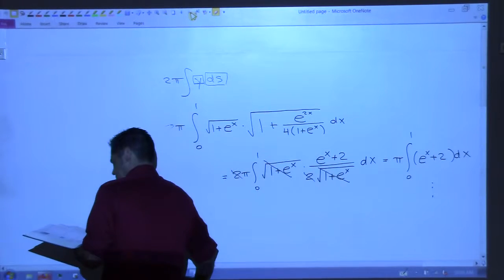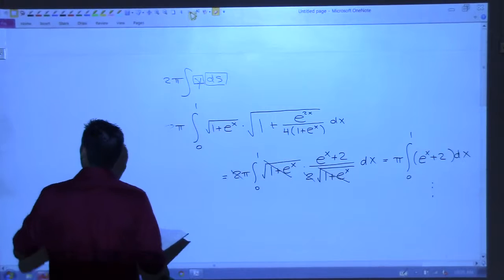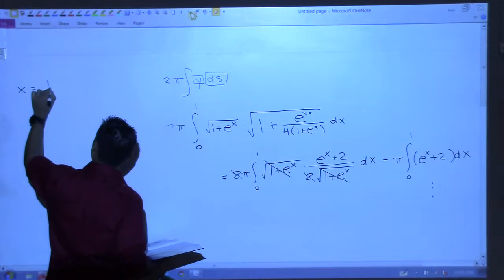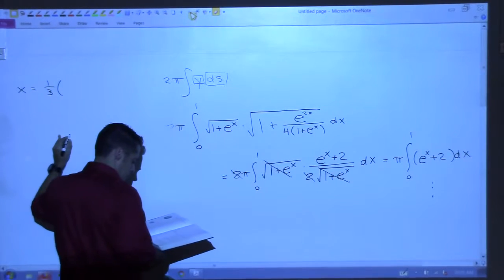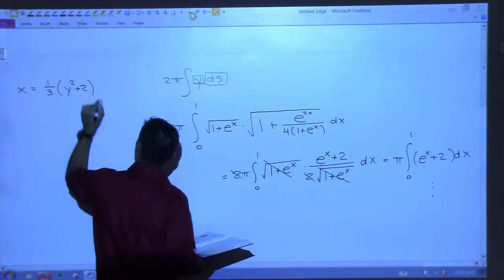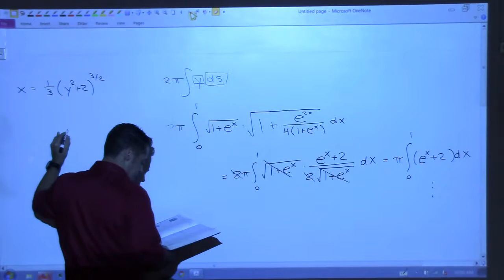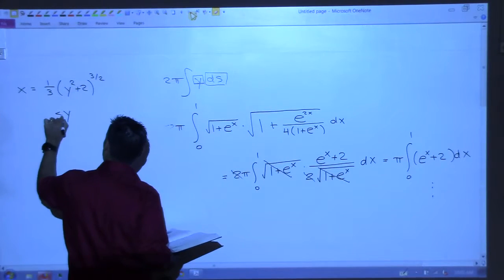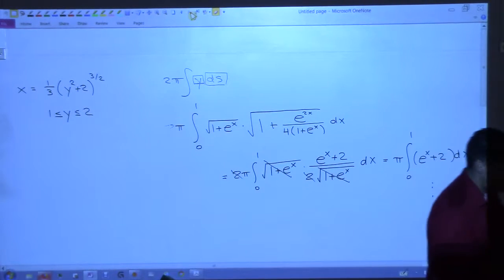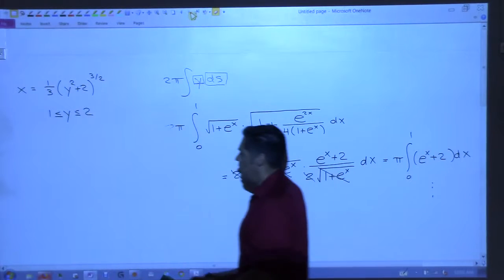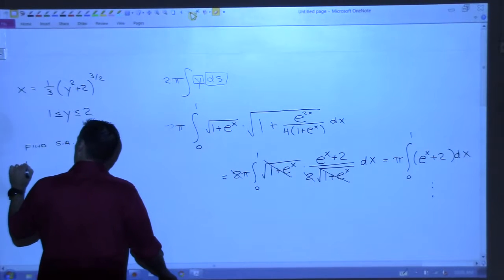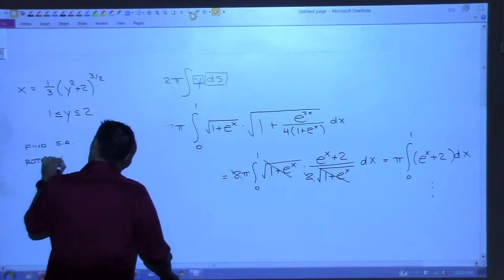For the next one, I want us to do x equals 1/3 y squared plus 2 to the 3/2. And for this, we want to look at y being between 1 and 2. We want to find the surface area, rotate about the x-axis.